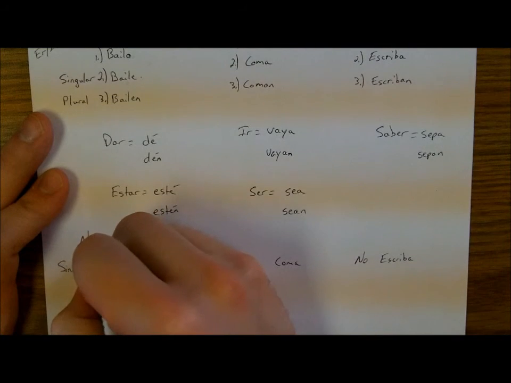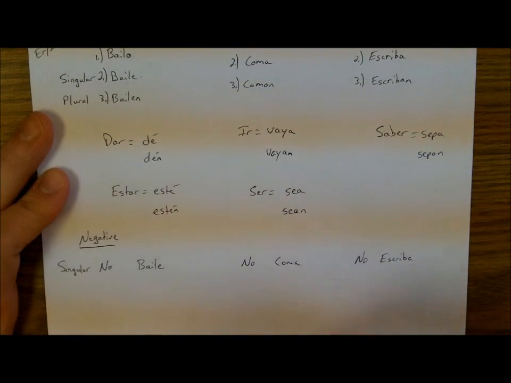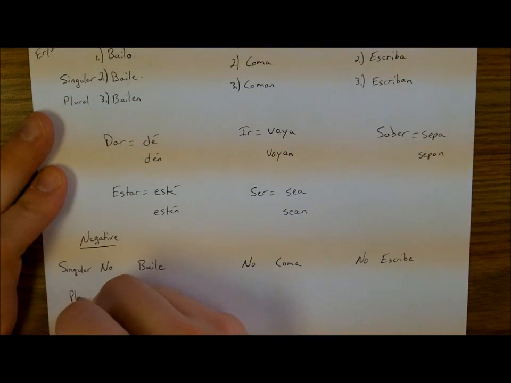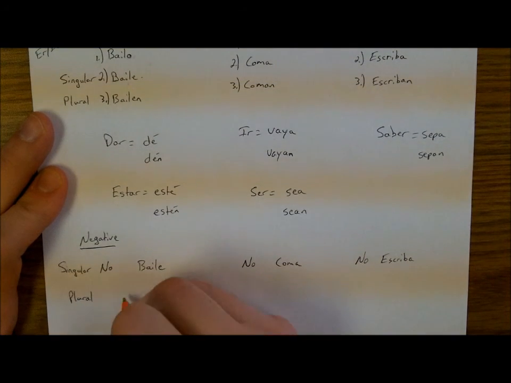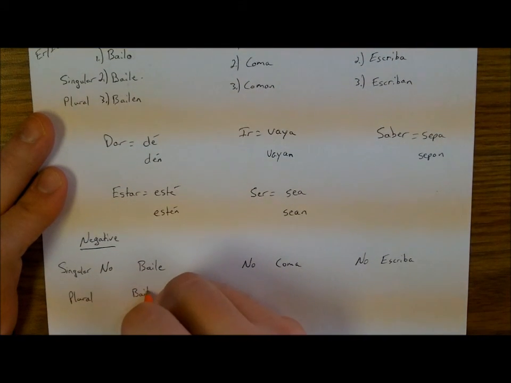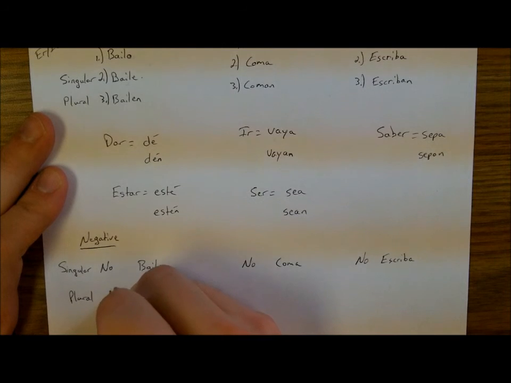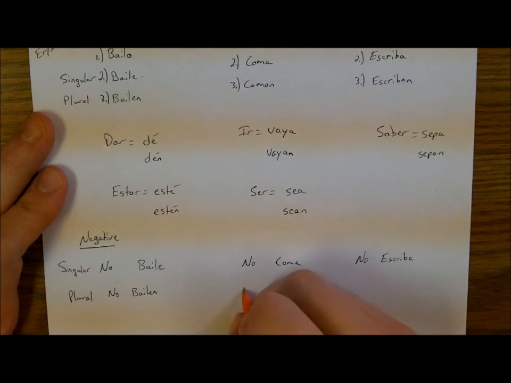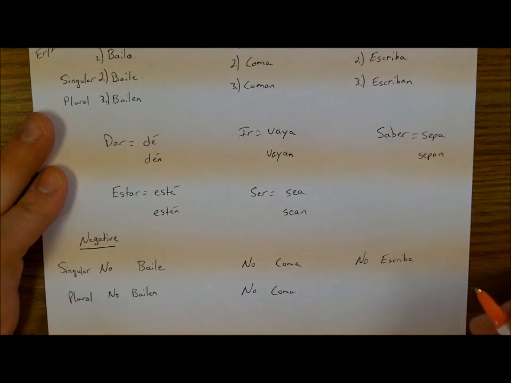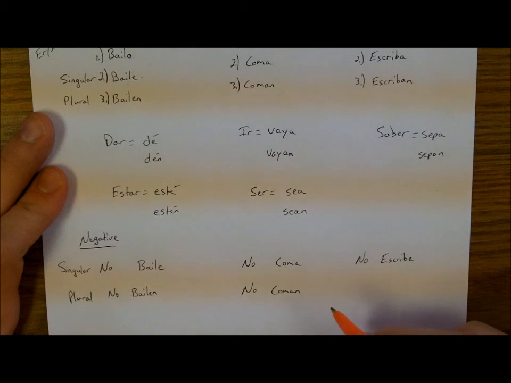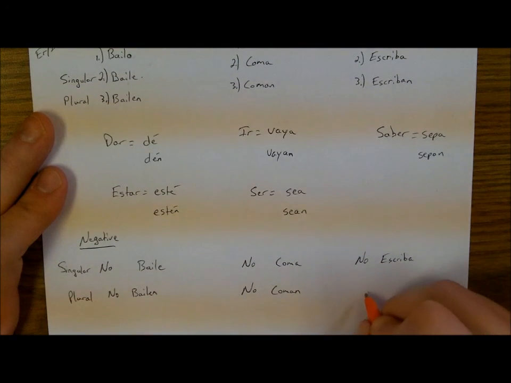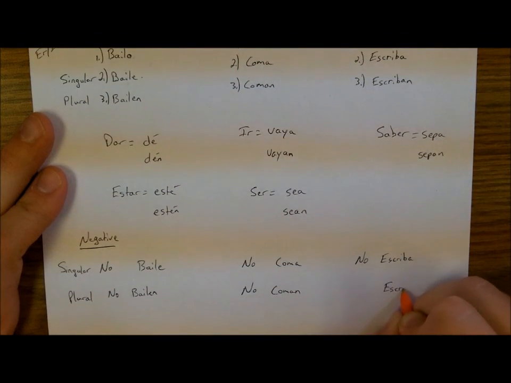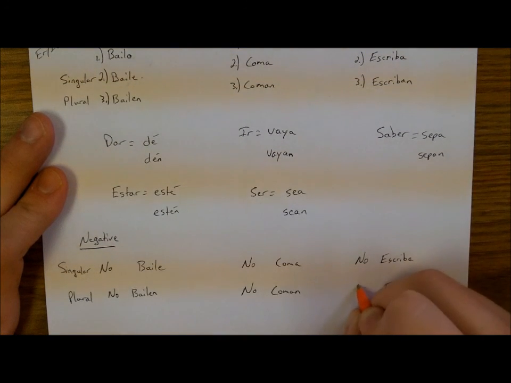And I'll put negative here, just for organizational matters. For plural, we had bailen, just put a no. So no bailen. We had coman, just put a no in front. No coman. We had escriban, put a no in front.